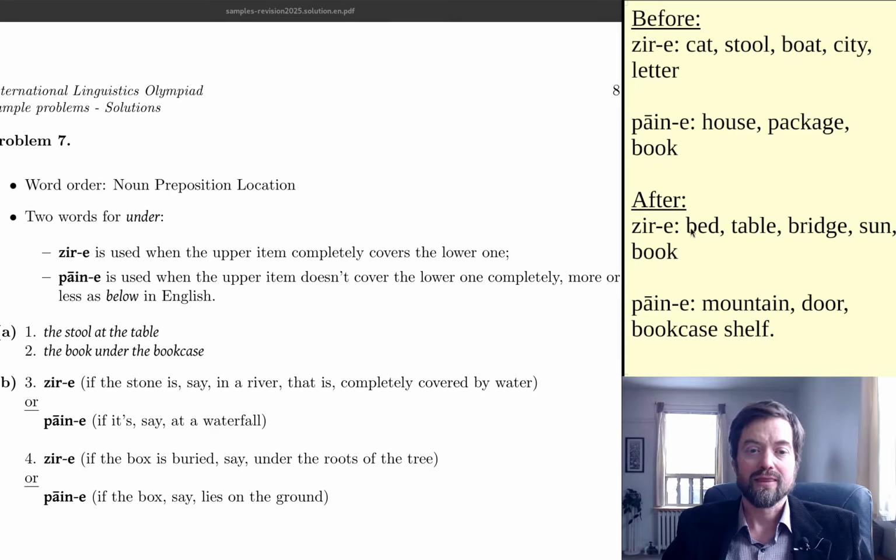Let's see. When you're under the bed, the cat under the bed is completely covered. The stool under the table is completely covered because it's under the table. Whereas I see here in the solution, the stool at the table.